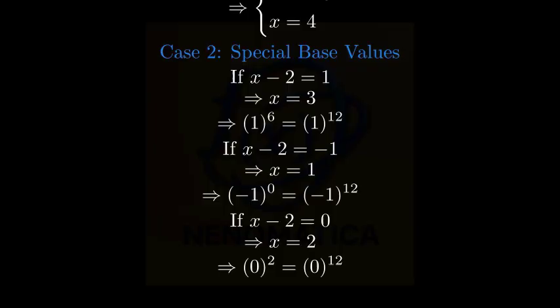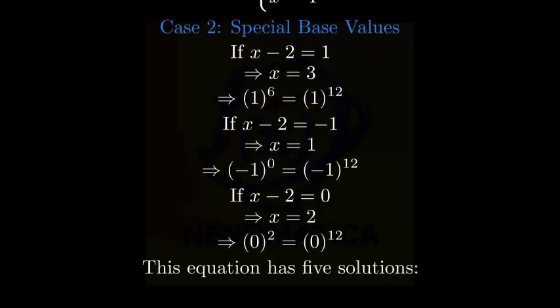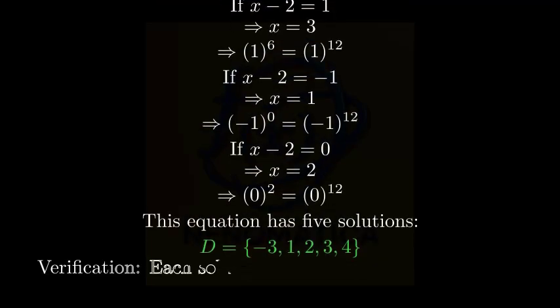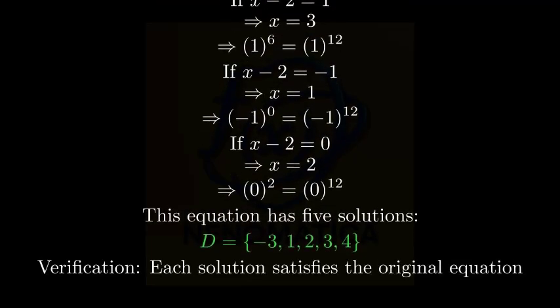To summarize our findings, this equation has 5 solutions: -3, 1, 2, 3, and 4. The complete solution set is the set containing these 5 values. Let's double-check each solution by substituting back into the original equation. We'll find that all 5 values satisfy our equation.